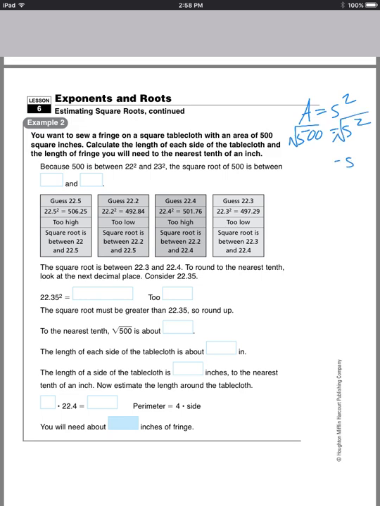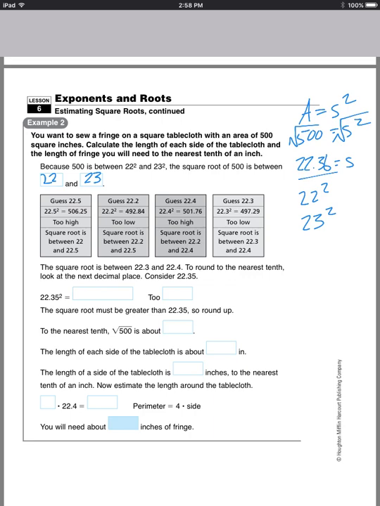Side squared is s, and the square root of 500 is 22.36. Okay? So, because 22.36 is between 22 squared and 23 squared, the square root of 500 is between 22 and 23. Right? And we know that's true because we found the square root of 500 was 22.36.